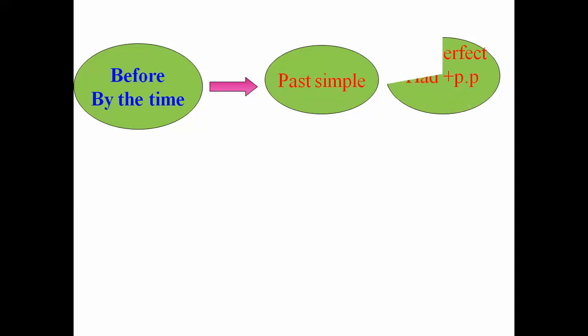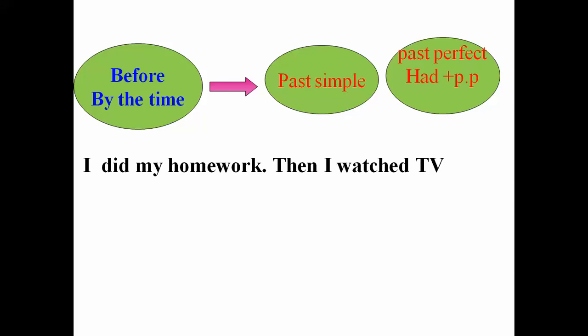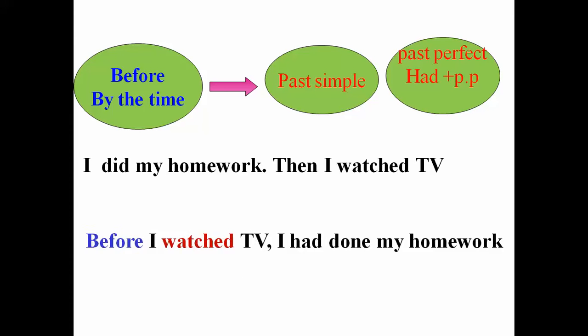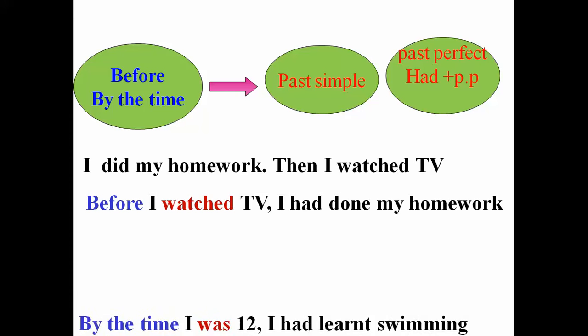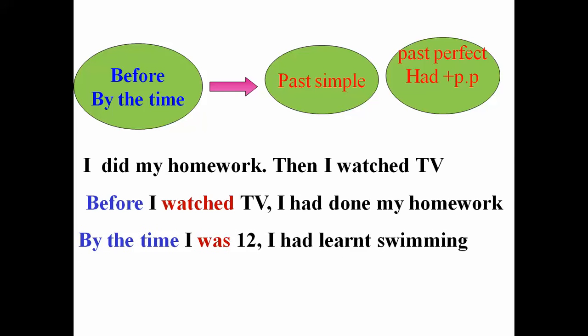Before and by the time followed by past simple. The second sentence must be in past perfect. I did my homework, then I watched TV. To answer this question, we have to determine where the first action is first. Why? To change it into past perfect. So the answer here is, before I watched TV, I had done my homework. By the time I was 12, I had learned swimming.